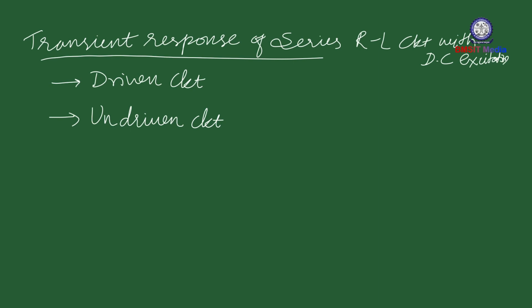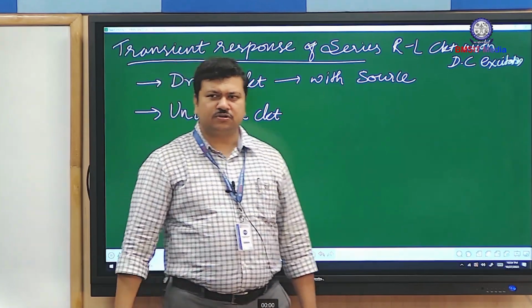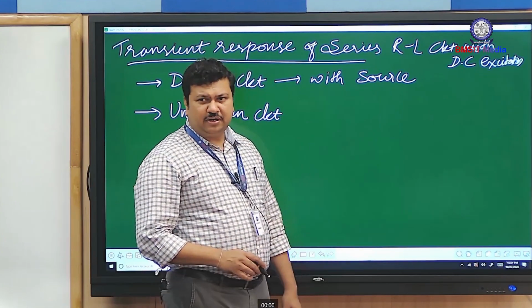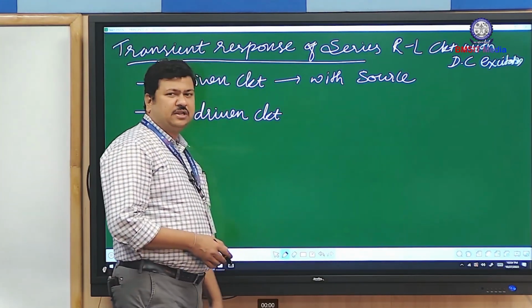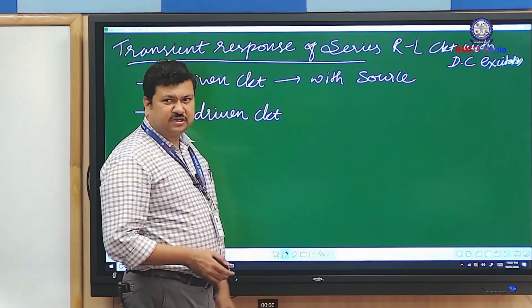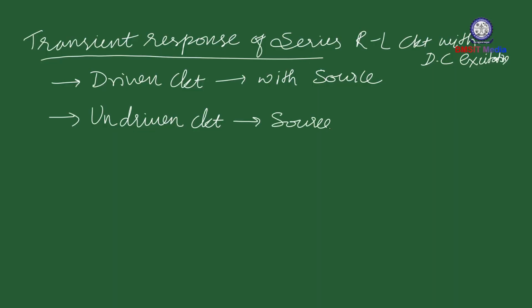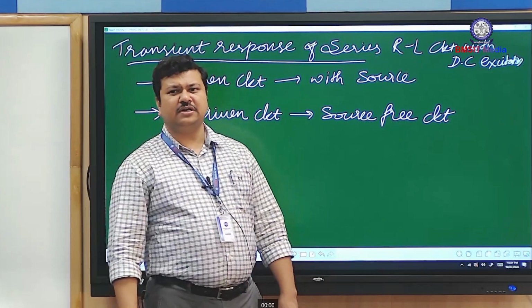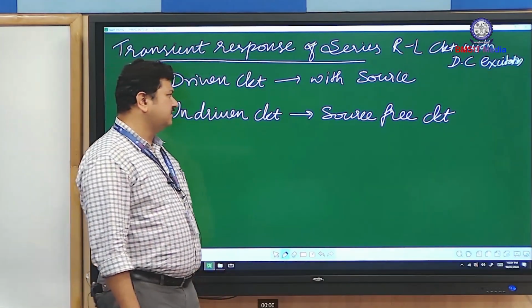A circuit under consideration for transient analysis can be of two types: a driven circuit and an undriven circuit. A driven circuit means the circuit with source, whether it is a current source or voltage source, some active element present in the circuit. Whereas an undriven circuit is a source free circuit, a circuit with no source. So these two types of circuits are under consideration.